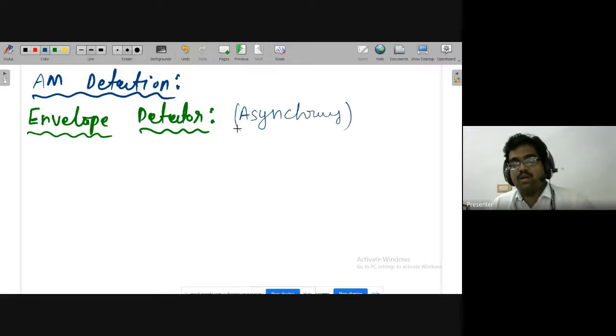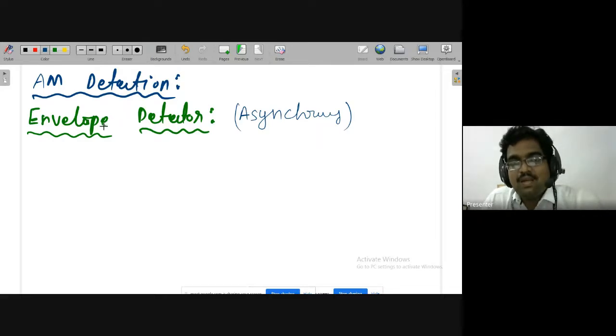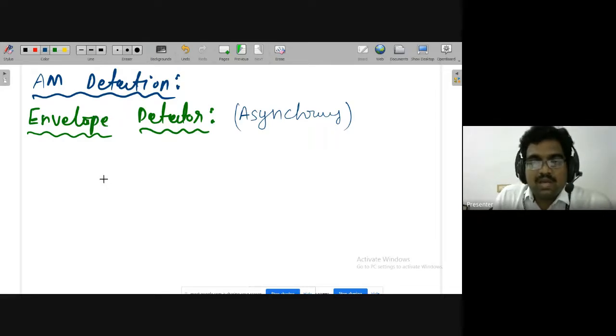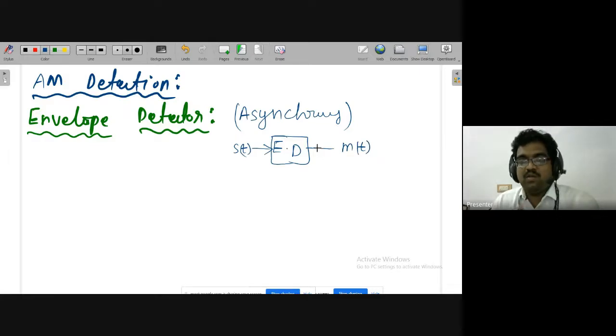This has been asked in the exam for 1 mark: is the envelope detector synchronous or asynchronous? Envelope detector is asynchronous. Again, the name itself indicates it. That means I have an ED, envelope detector. If you give your AM signal, then directly it will give you m(t). How does it give m(t)? Just the envelope. If you trace the envelope, that itself is the message signal.